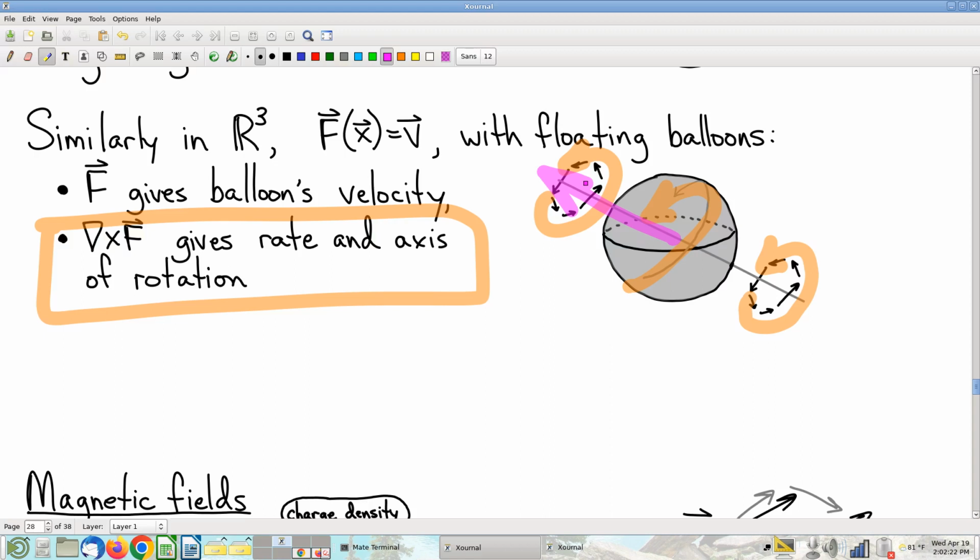Those little balloons will be rotating, and the rotation will be around that axis indicated by the curl. The magnitude tells you in some sense how fast. Now, what are the units? Are there any other constants involved?